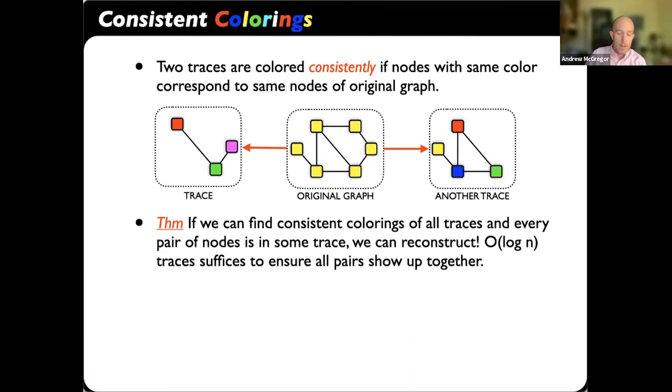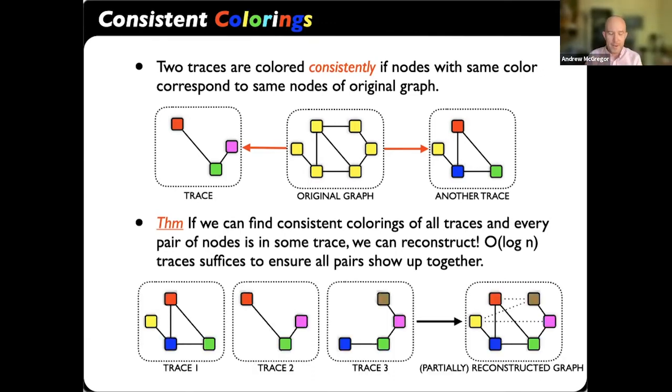Okay, so this part is not really technical to prove, but let me elaborate on what I mean by the theorem statement, and then hopefully it'll become clearer why it's not hard to prove. So let's say I've found my consistent coloring of these three graphs, or these three traces.